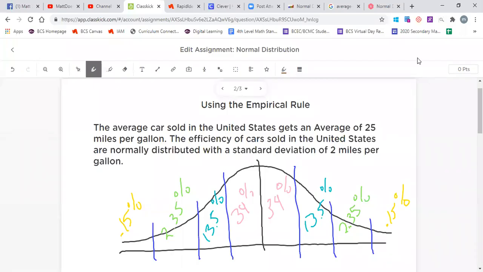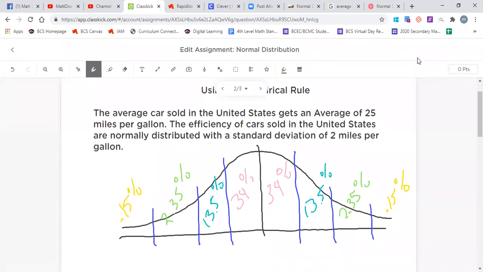So let's use the empirical rule. I made an example here. The average car sold in the United States gets an average of 25 miles per gallon. The efficiency of cars sold in the United States is normally distributed with a standard deviation of 2 miles per gallon. So I went ahead and drew the normal distribution on here, and those percentages are the empirical rule that we're going to use as an estimation for this mountain-shaped symmetrical data.